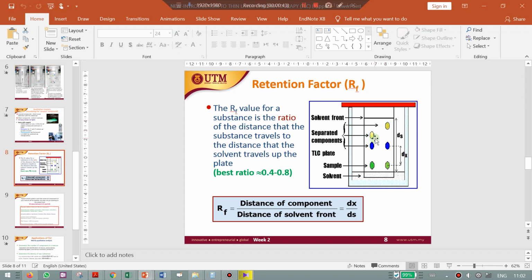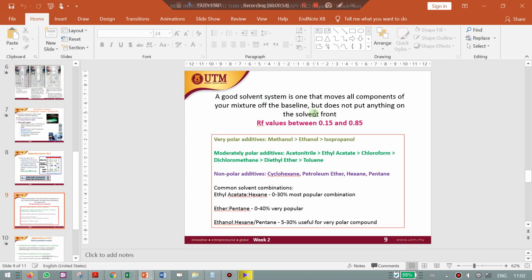Selalunya I don't have any experience that my components eluted together with the solvent front. Usually a little bit lower. So the condition is that the best solvent moves all the components but does not put anything on the solvent front. Okay, maybe the question can ask you, what is the criteria of a good solvent system? So you need to answer that. The one that can move all the components of our mixture but does not put anything on the solvent front. Then the second condition, the Rf value between 0.15 and 0.85.